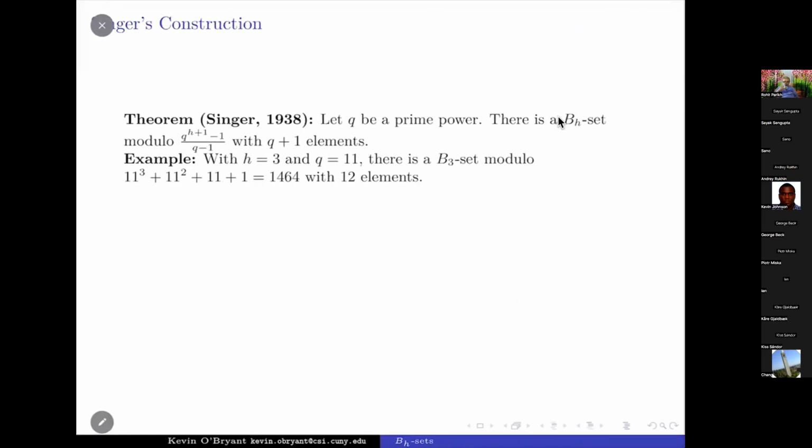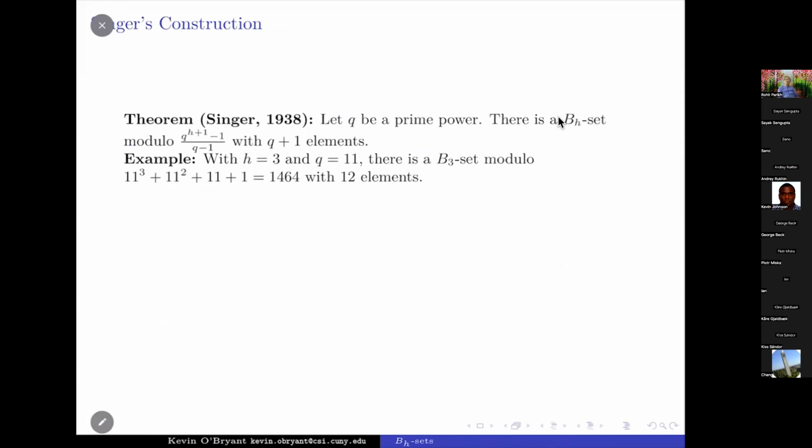Okay, so let's look at a construction of this. Still in the survey territory, right? This is 1938. Singer, looking at, I think he was trying to do computations in projective geometry, and he wanted to have a good labeling of points and lines where he could quickly discern if a point was on a particular line or not.